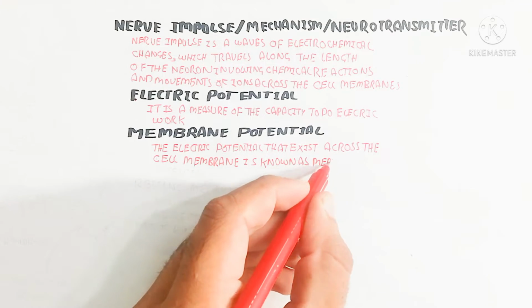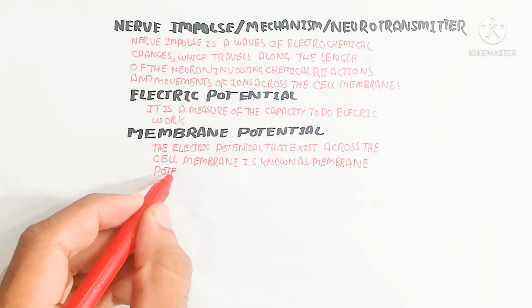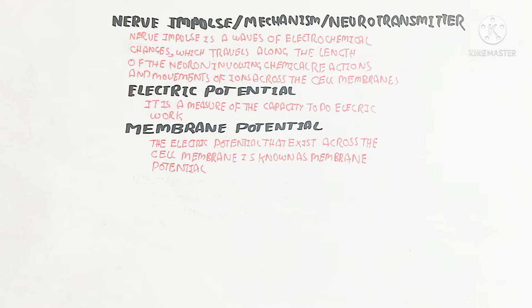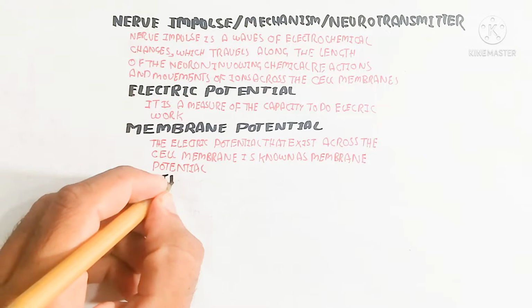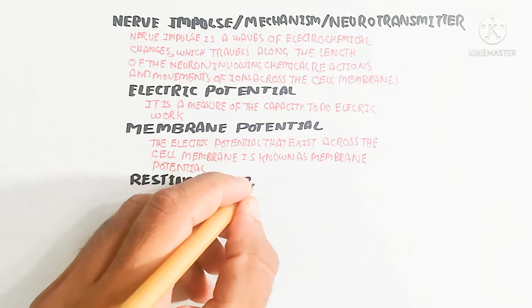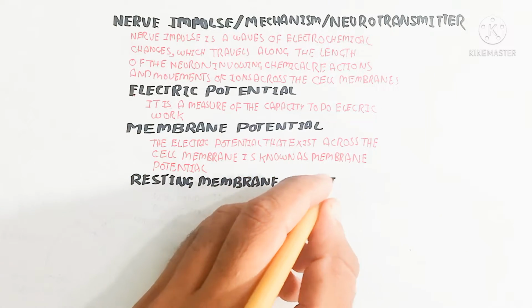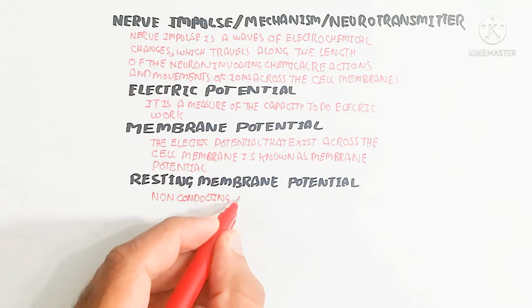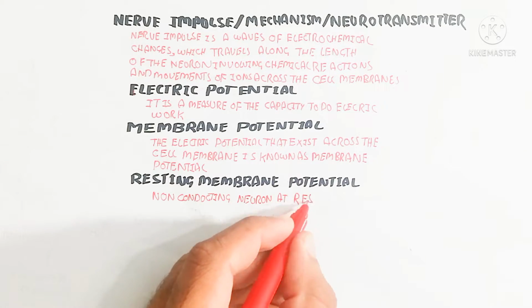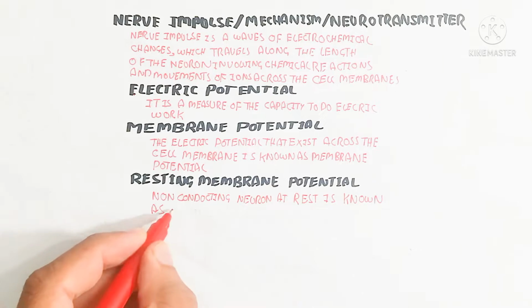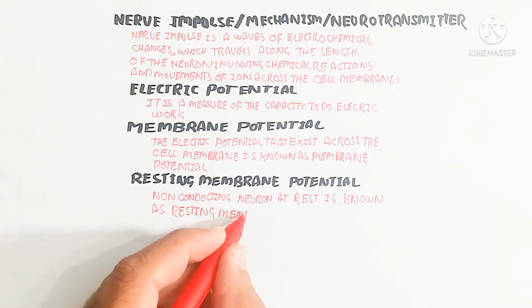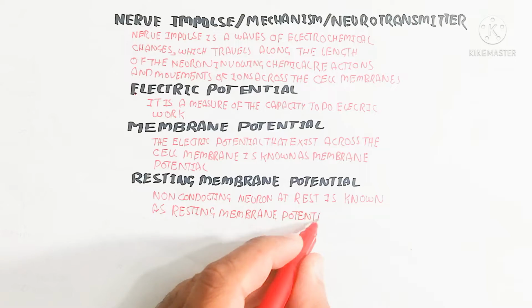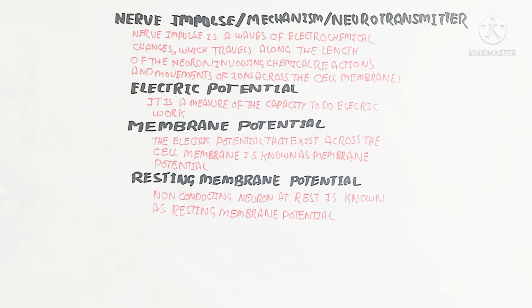On the other hand, the resting membrane potential, what is that? A non-conducting neuron at rest has the resting membrane potential. So let's unwind all these things. I hope you understand the electrical potential, membrane potential, and resting membrane potential. So let's draw a diagram to understand the neuron first.